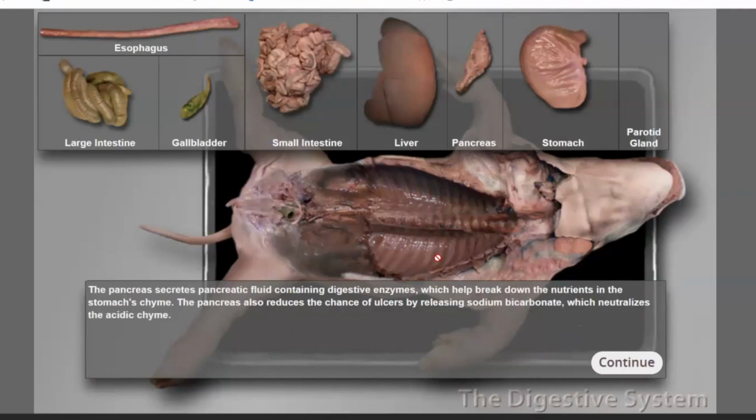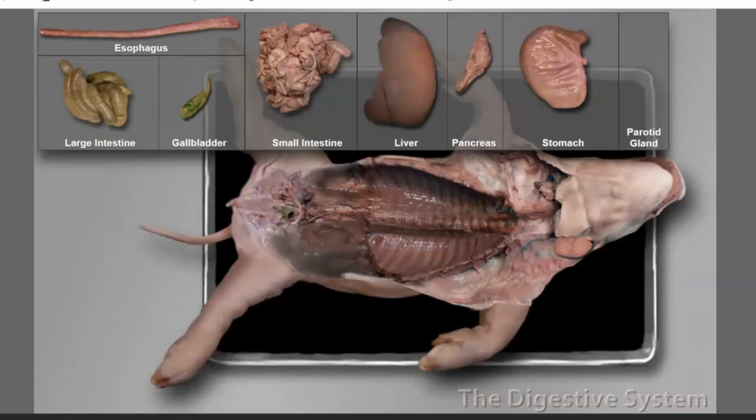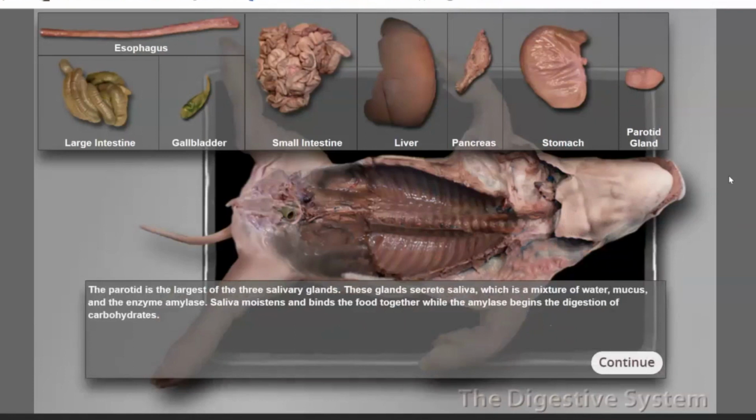The last organ for the digestive system on this pig is the parotid gland. So the parotid gland is located right back behind your jawbone, and it's responsible for secreting saliva. So whenever you see that delicious cheeseburger that you want to eat and your mouth starts watering, your parotid gland and your salivary glands are responsible for that.